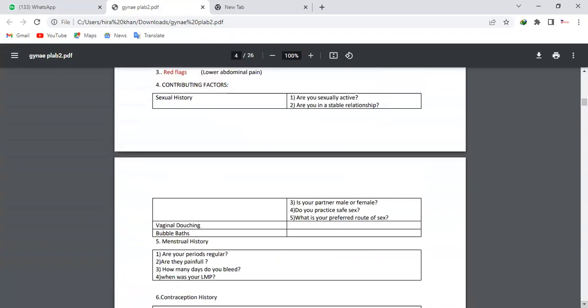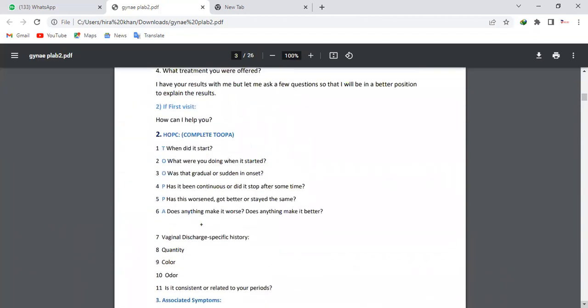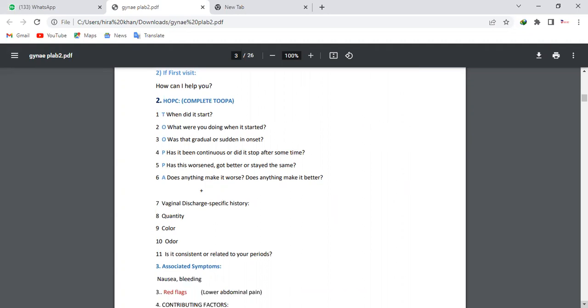So what is the approach, people? We should revise it here. First of all, we have to identify first visit or follow-up visit, then history of presenting complaint. Like if it is a discharge, ask the pet questions. When did it start? Is it getting worse over a period of time? Have you noticed anything that makes it worse? Have you noticed anything that makes it better? What is the color of it? What is the odor of it? Is it consistent, or is it related to your periods? Do you have any other symptoms? For example, nausea, or have you noticed any blood coming out of your vagina? All right. Is it itchy? Have you noticed any blisters, any lesions around your vagina?